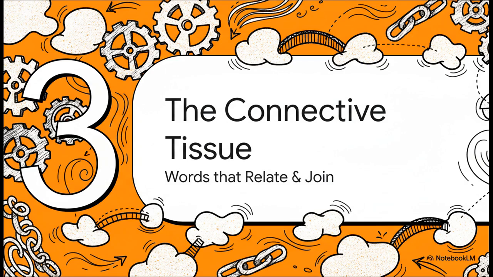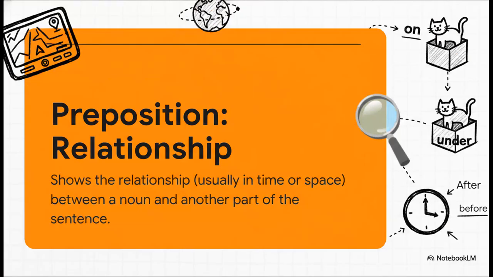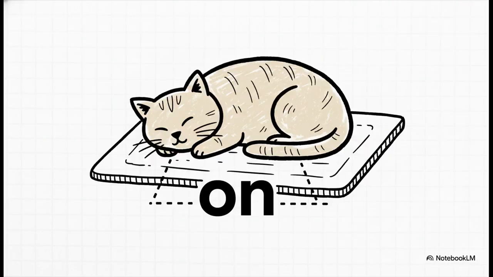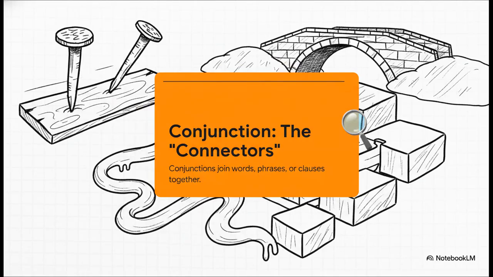All right, our little sentence is looking pretty good. It's descriptive, but right now it's just kind of floating in space. To make it really work, we need to connect it to other ideas and give it some context. We need the connective tissue. I like to think of prepositions as the GPS of a sentence. They tell you where or when something is happening in relation to something else. We're talking about little words like on, in, under, after, and before. And there we go. Where did the cat sleep? On the mat. That tiny preposition, on, just connected our sleeping cat to a physical location, giving our whole sentence some real-world context.